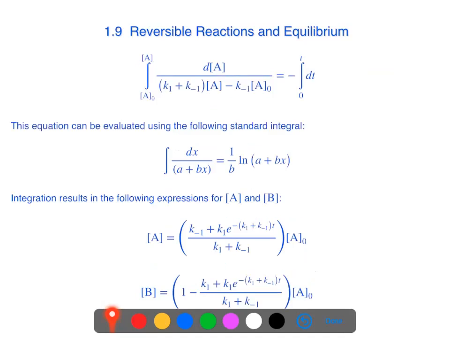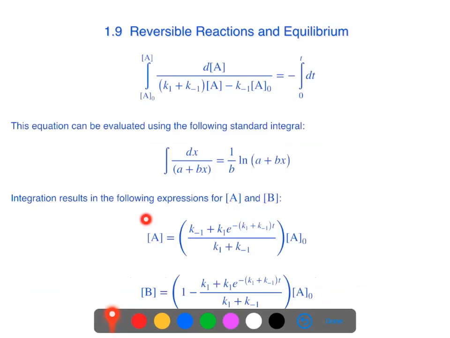So again, here's our integral. It's equivalent to the standard integral shown here, the integral of dx over a plus bx. So again, a representing this constant, b representing the sum of the two rate constants k1 and k minus 1, and x being the concentration of A. And integration results in the following expressions for A and B.